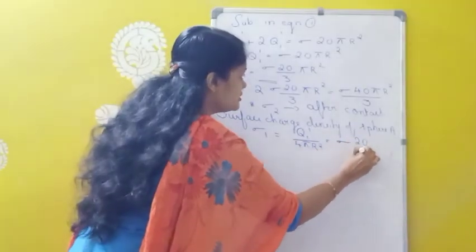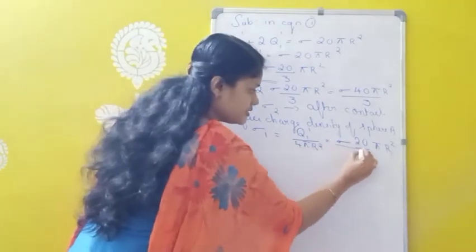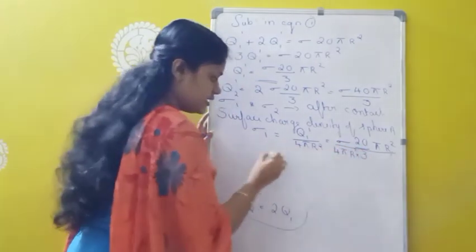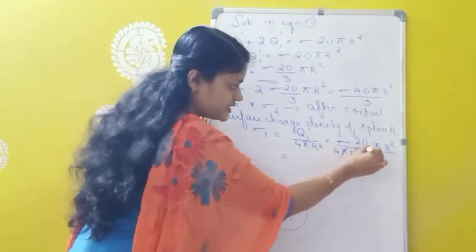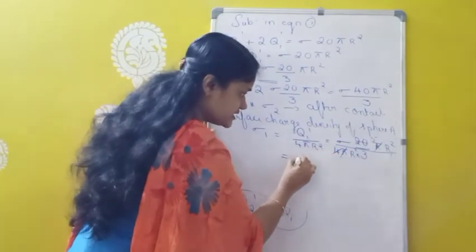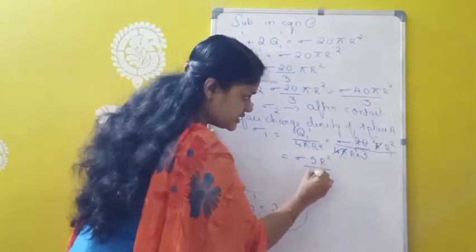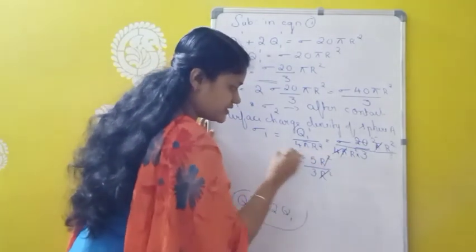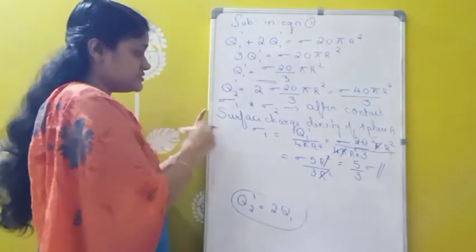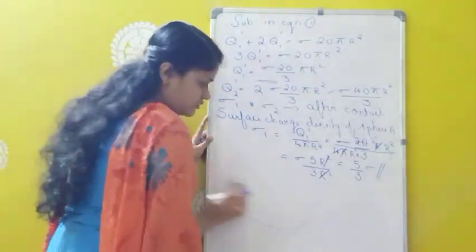20 by 3 pi r square, divided by 4 pi r square. We can cancel the equal terms. Pi cancels, so here 5. We get 5 sigma r square divided by 3 r square. This r square also cancels, so we get 5 by 3 sigma. That is the surface charge density of which one? Sphere A after contact. Similarly, we have to find which one now?